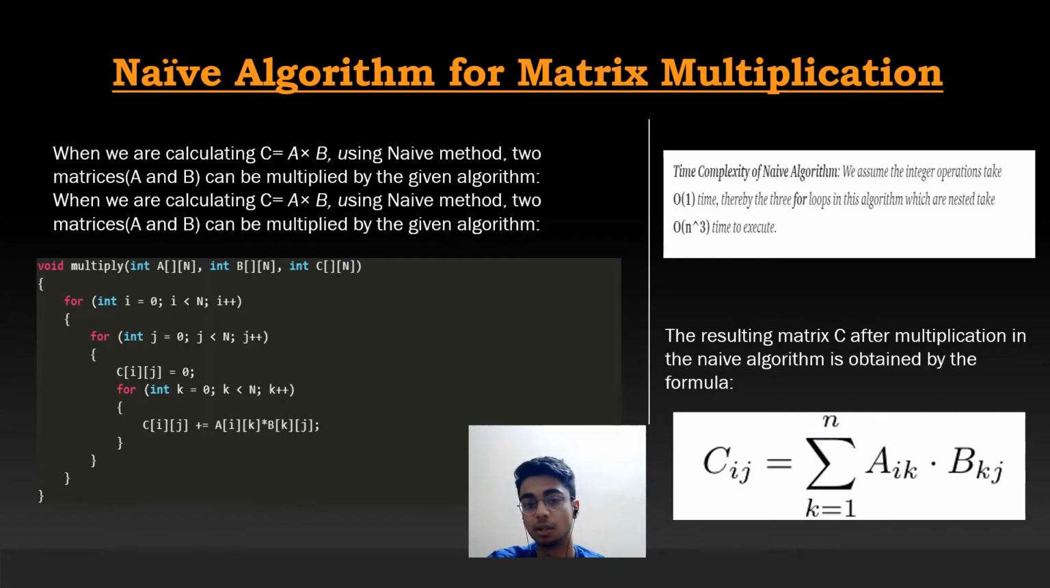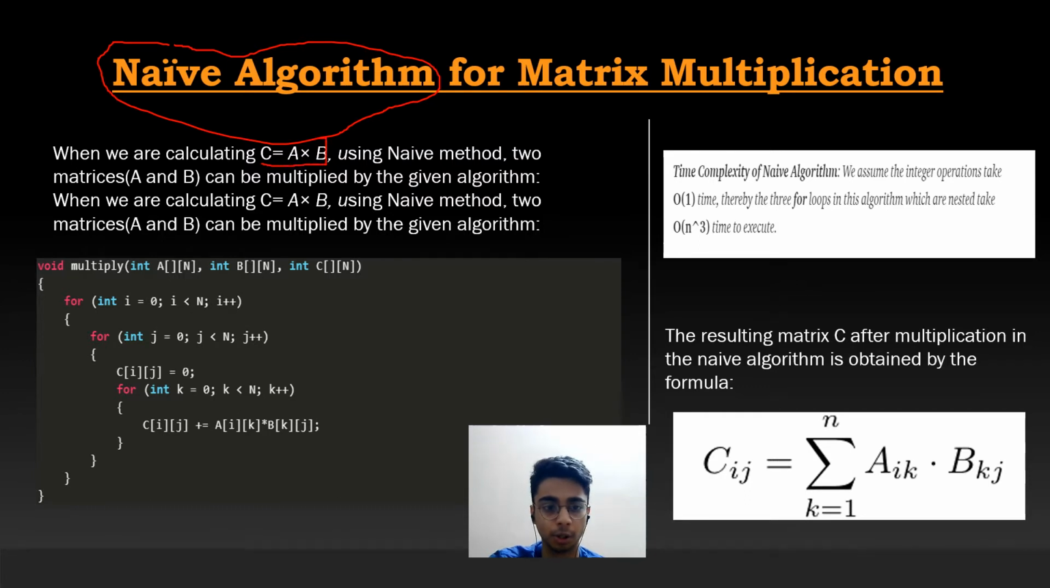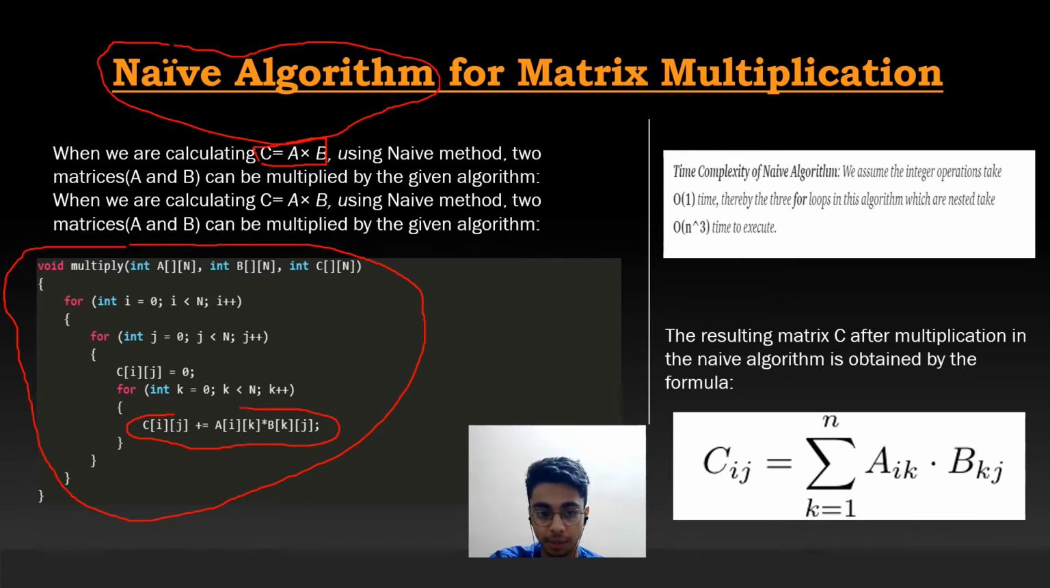Now let's see the first algorithm that is used for matrix multiplication, that is the naive algorithm or the basic algorithm basically. So when we are calculating a matrix C, which is basically the product of two matrices A and B using the naive method, they can be multiplied using this algorithm. This is basically a pseudocode in which we depict how these two matrices A and B are being multiplied using three for loops, and we are getting the resultant as C matrix.